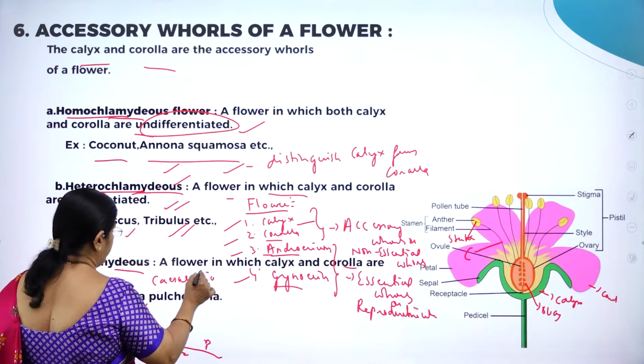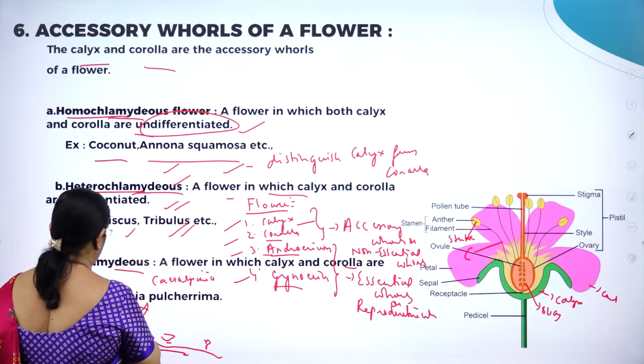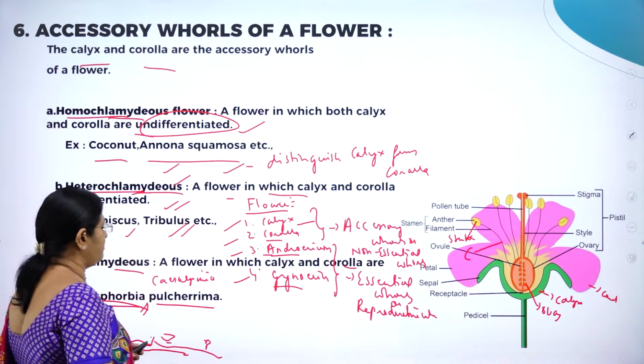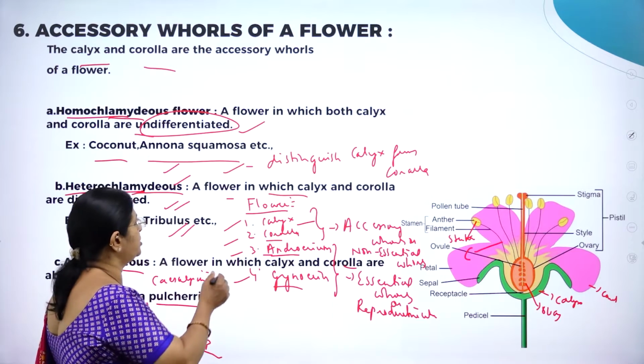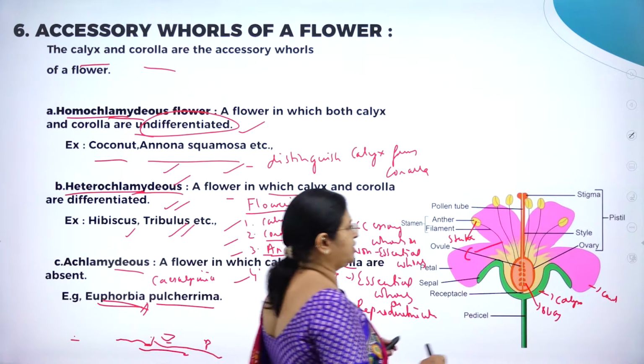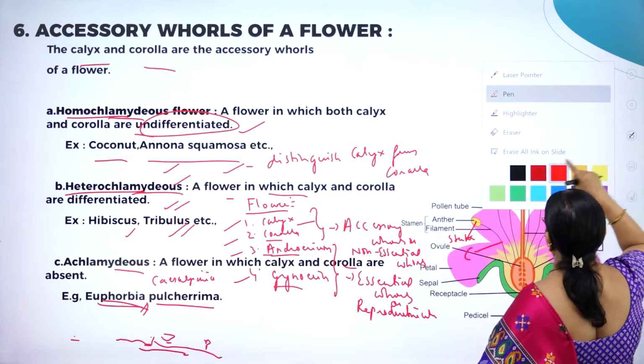Cisalpina pulcherrima. One more example. One is Euphorbia, the other one is Cisalpina pulcherrima. Hope you have understood what is homochlamydeous and what is heterochlamydeous.